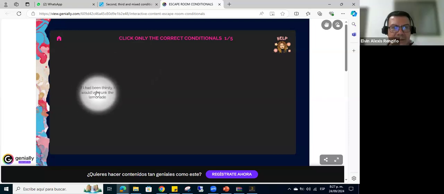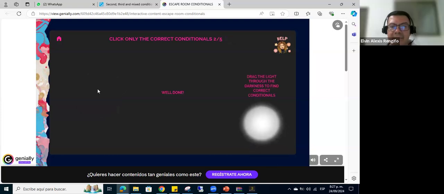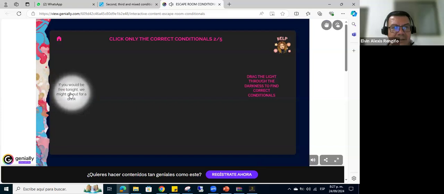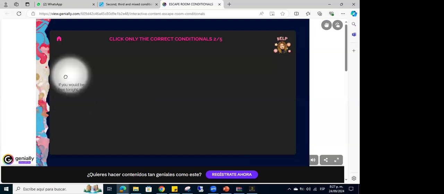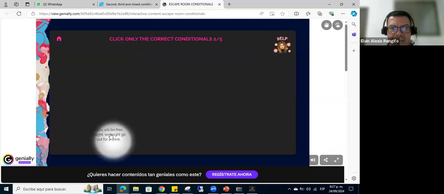Okay, what about this one? If I had been thirsty, I would have drunk the lemonade. This is actually correct. It's the past conditional. It said, if I had been thirsty, o sea, si hubiese tenido sed, I would have drunk the lemon juice. Me hubiese tomado la limonada. So yeah, it's correct.